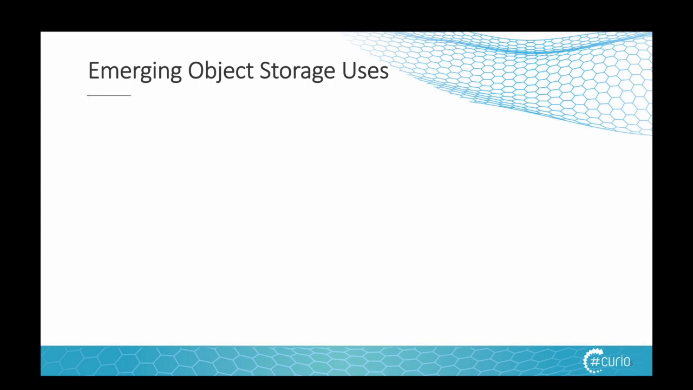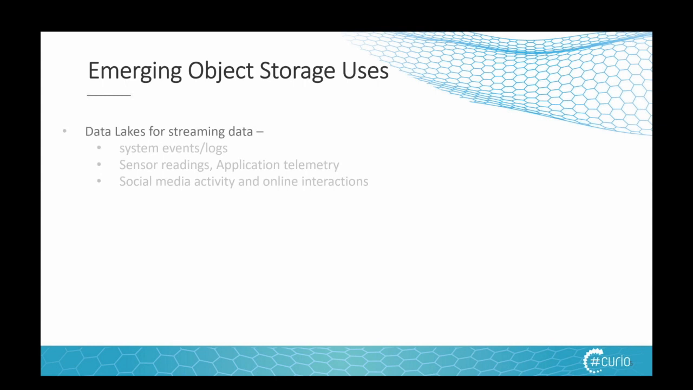So let's talk a little bit about emerging storage uses. As I mentioned, data lakes for streaming data. Those are your system events, logs, sensor readings, application telemetry, and now social media and online interactions. A lot of customers are now looking at how the social media is coming in, how the online activity is going, and they can start blending that data with other data. There are even some vendors that allow structured and unstructured blending to put out a good broad view of exactly what's going on at your company and how to transition to get ahead of the curve.